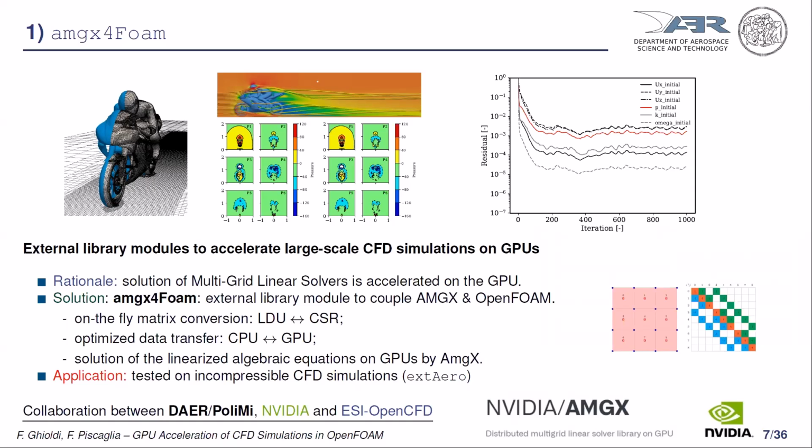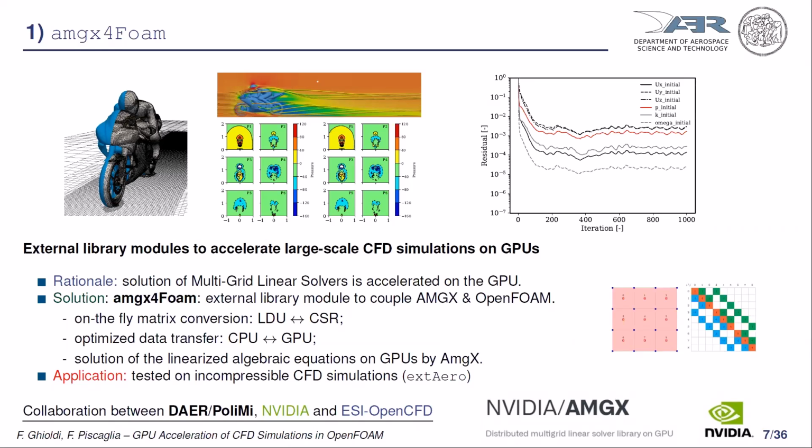This was done by, first of all, transforming the matrices into the CSR format so that you can handle the problem on AMGX. Then you need to have an optimized data transfer and exploit the libraries provided by NVIDIA in order to accelerate this kind of operation. The tests that we have done were related to incompressible CFD simulations, as is typically the case for external aerodynamics.